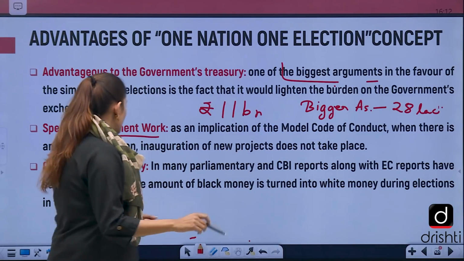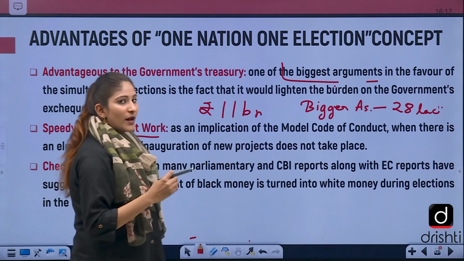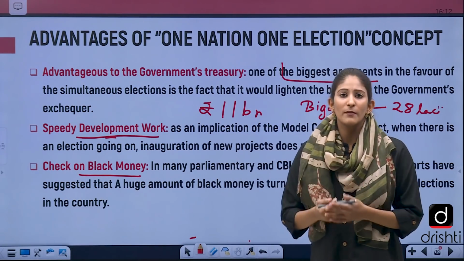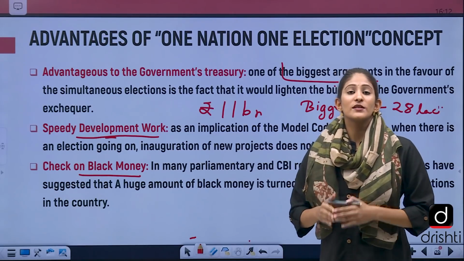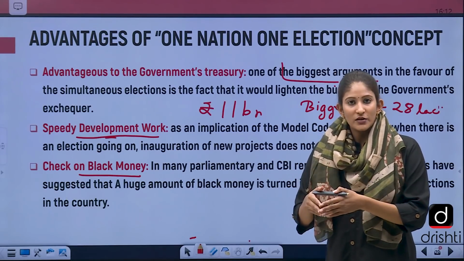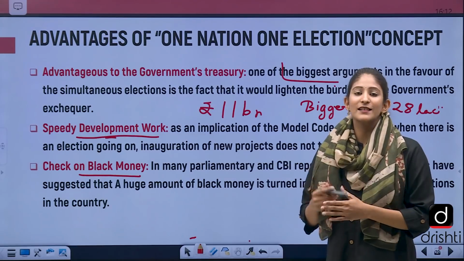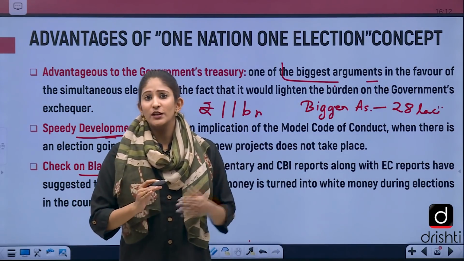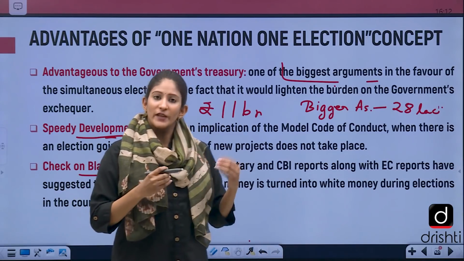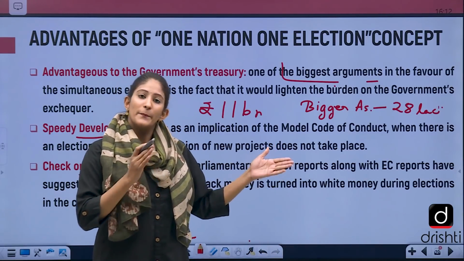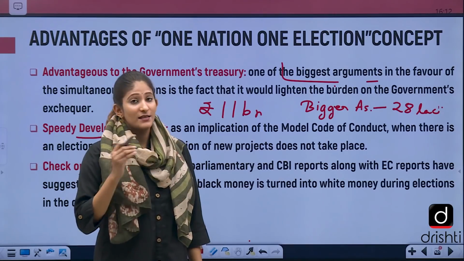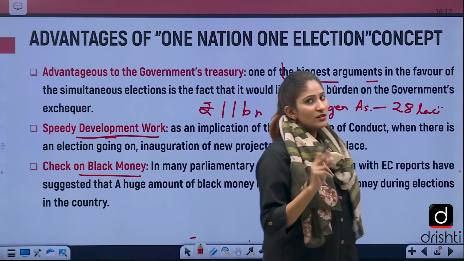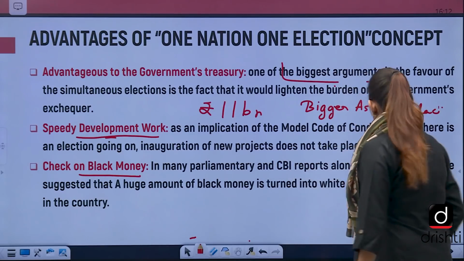Third, of course, it will be a check on black money. If we talk about parliamentary committee reports, election commission reports, law commission reports, they have stated that yes, a lot of black money is turned into white money during elections. If this continues, the parallel economy, that is the black money economy, will stem in India. If we have simultaneous elections, this problem will also be addressed.